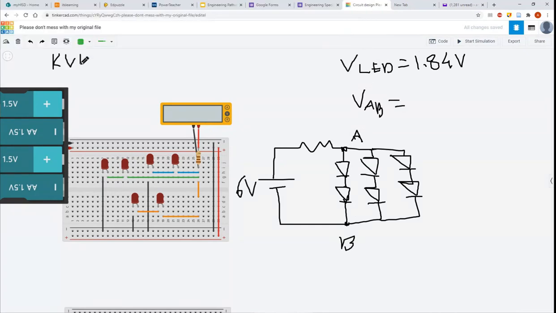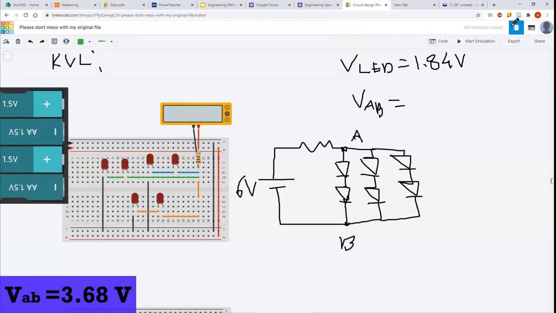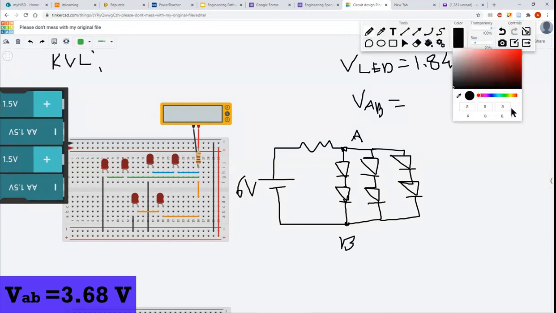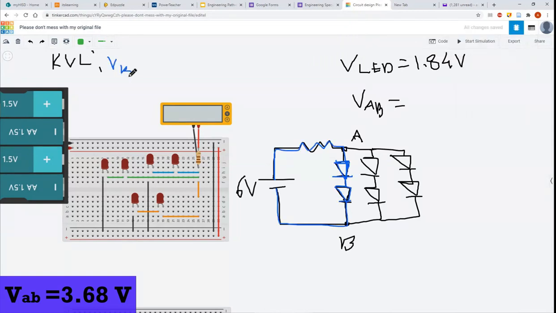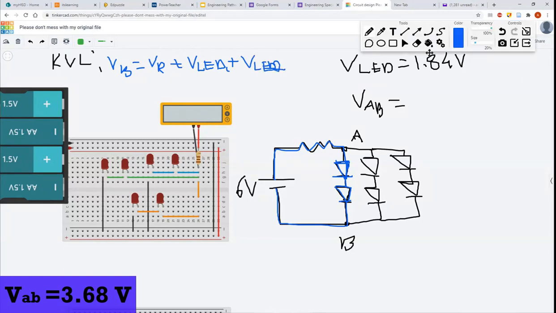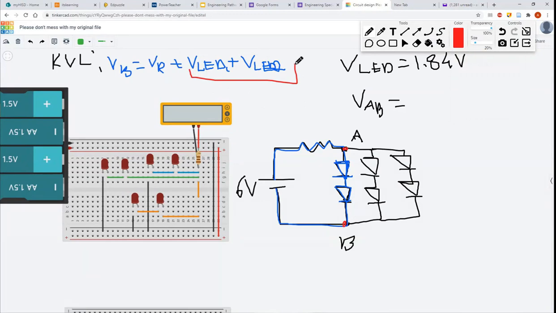Once again, when you look at the KVL, and we are looking at just one loop, let's make this one blue. You've got voltage of the battery equals V of R plus V of LED1 plus V of LED2. And you guys notice, just like last time, my branches, point A to point B, these 2 points, this is just the value of these 2 LEDs taken together.